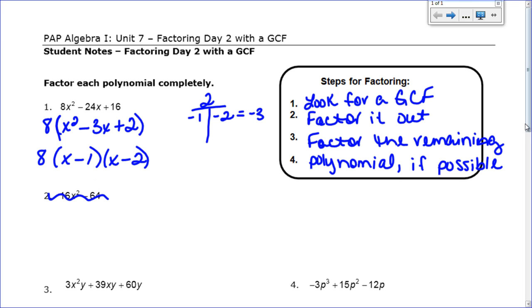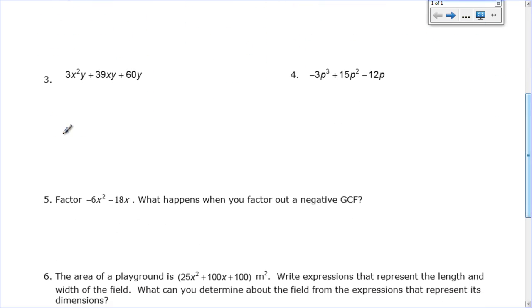So we're going to skip number 2. We're going to talk about those kinds of problems later this week. But for now, we're going to come down here to number 3.